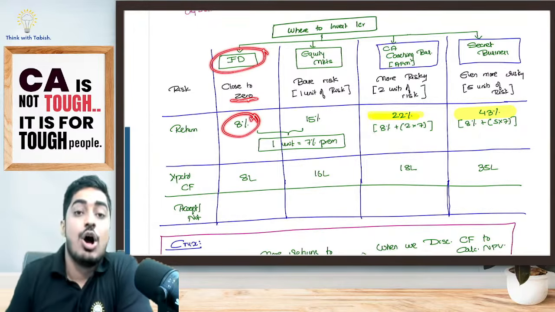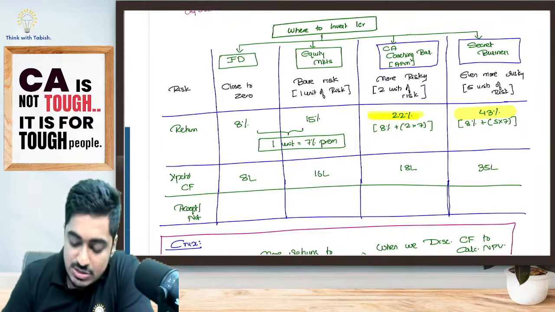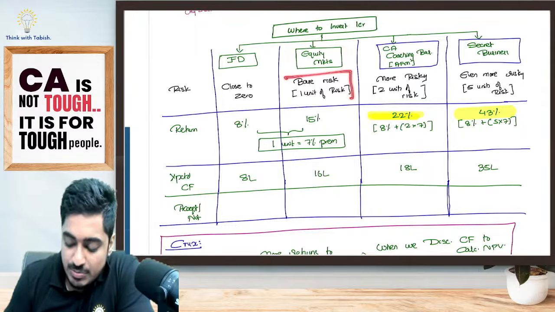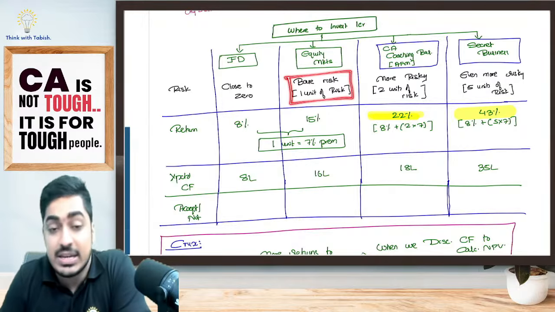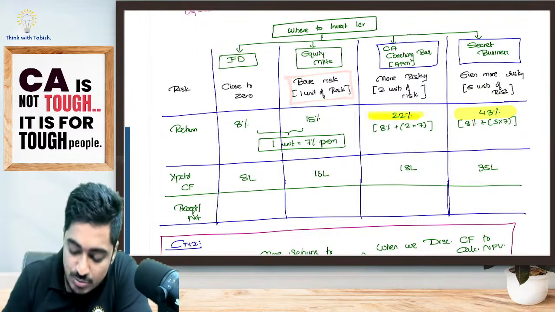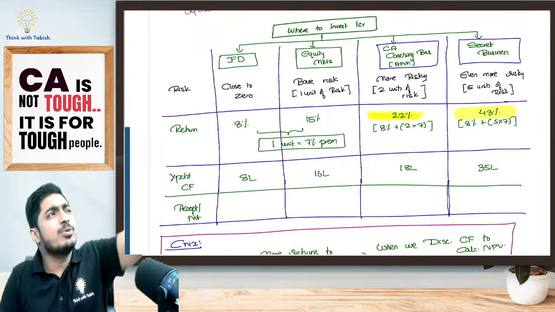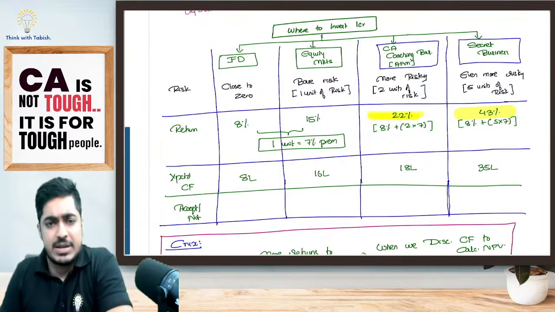Or option number 2: invest in the equity market. If I invest in the equity market, is risk there? Yes, risk is there. I'm assuming it as base risk, or 1 unit of risk. So how much return can you expect if you put money in the equity market?